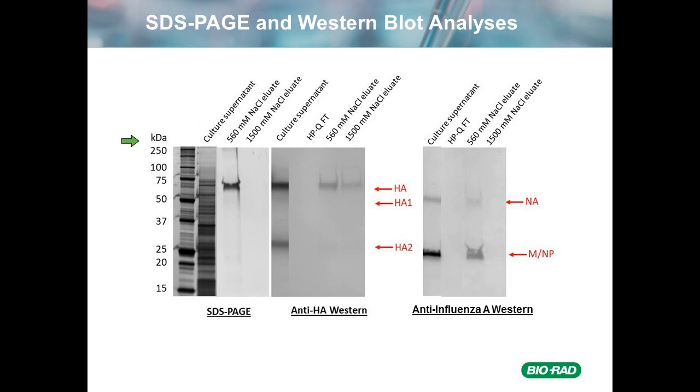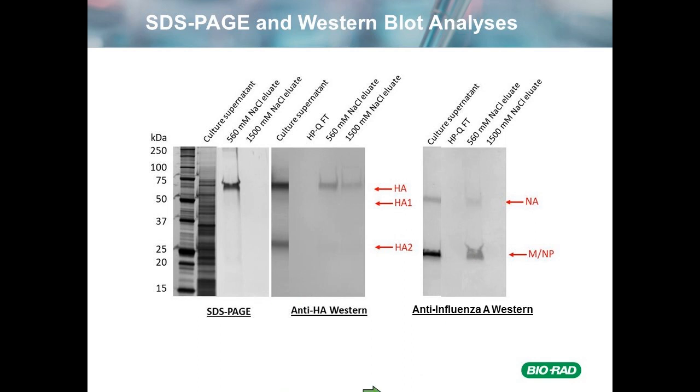On the left-hand panel, you see the SDS-PAGE gel, and you see one predominant protein in the half molar elution. This is the hemagglutination protein, the HA protein. The middle panel shows this same gel but subjected to Western analysis with an anti-HA antibody. What you can see again is the HA protein here, and faintly you can see the HA2 protein as well as HA1. I apologize, they're not very evident in this gel, but believe me, they are here. If you do an anti-influenza A Western, what you see again is the appropriate proteins. You see the neuraminidase protein NA and the M and NP proteins down here. So this was an intermediate development.